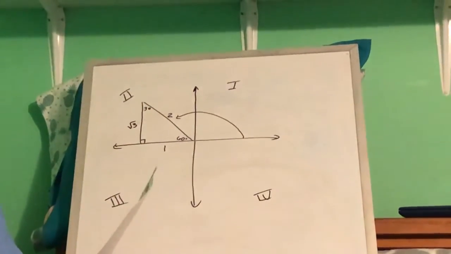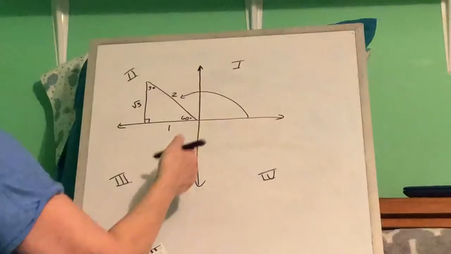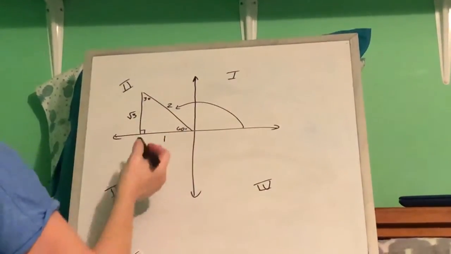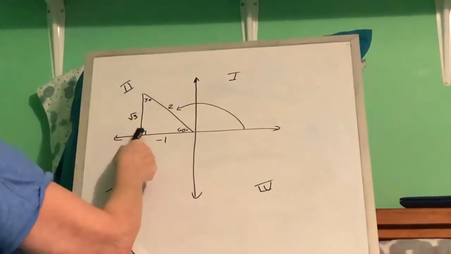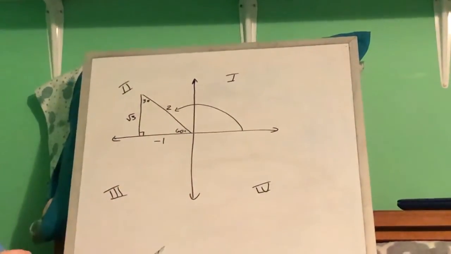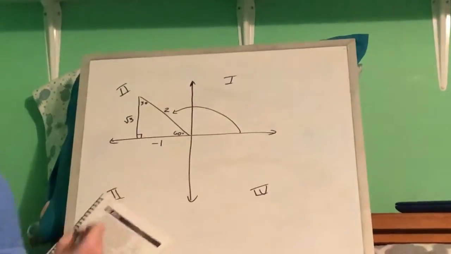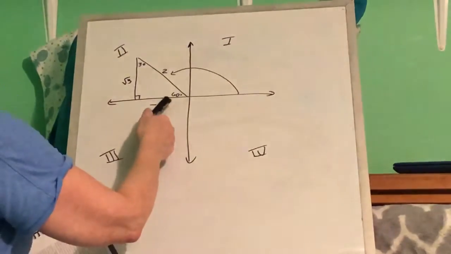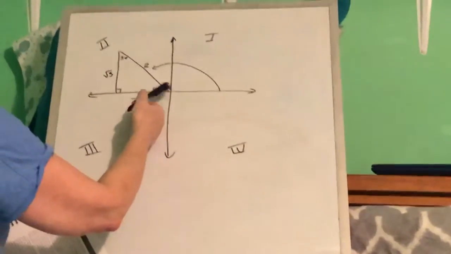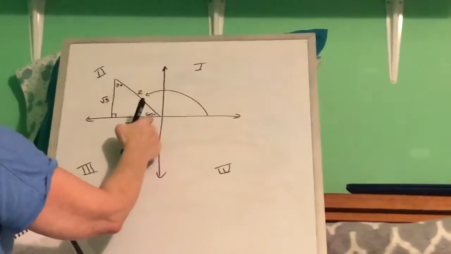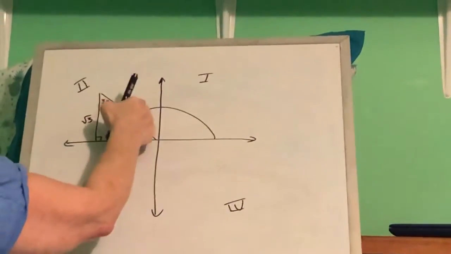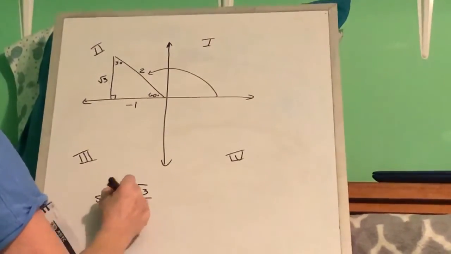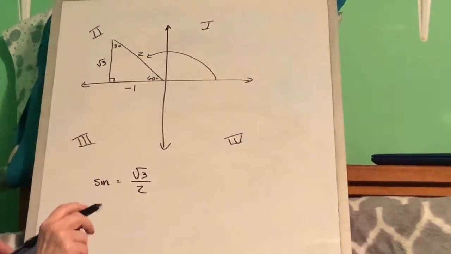But we have a problem. We are in the second quadrant here, and x going left is a negative value. Now y is still positive, and we said that r is always positive. But this is going to change the value of my sine, cosine, and tangent. So if I were to find the sine of my 60-degree angle, sine is opposite over the hypotenuse, square root of 3 over 2. That's good. That's just like it would have been sitting in the first quadrant.